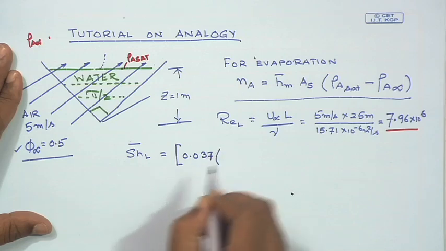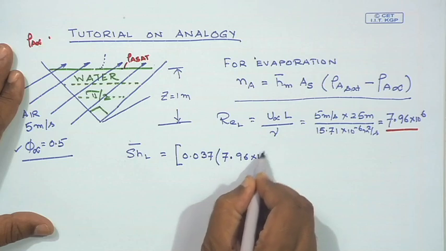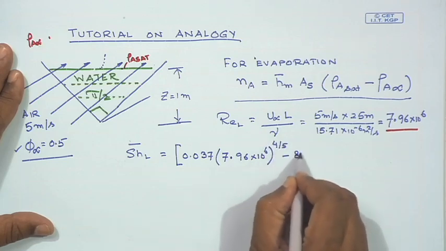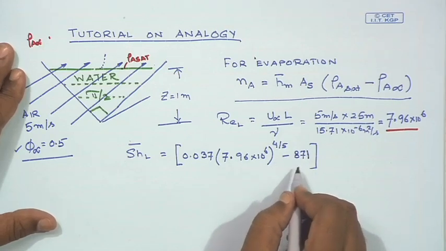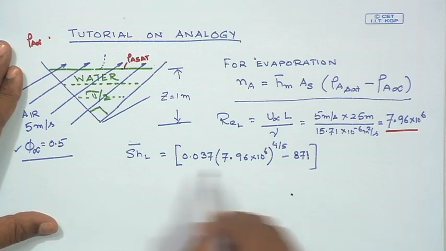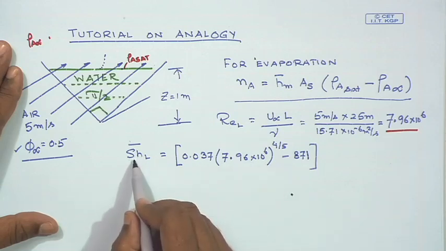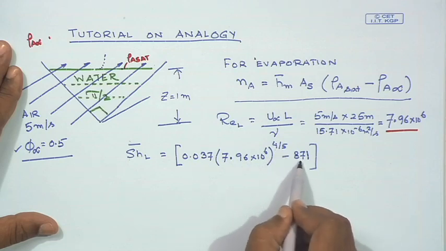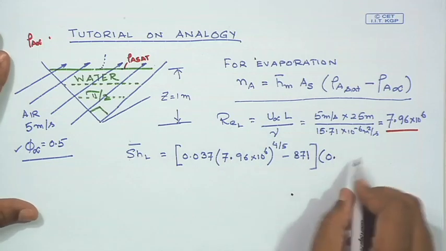0.037, that is the constant which we have in the relation. Then Reynolds number to the power 4 by 5 minus 871, this is another constant. If you look at the correlation that we have seen from the analogy for the Nusselt number, I have simply converted that, since the analogy holds, to Sherwood number. So, this is Reynolds to the power 4 by 5, 871 is a constant, and it should be Schmidt number, which is given as 0.6.